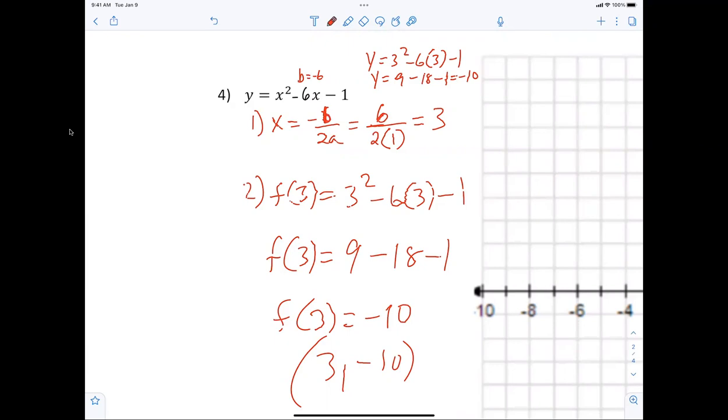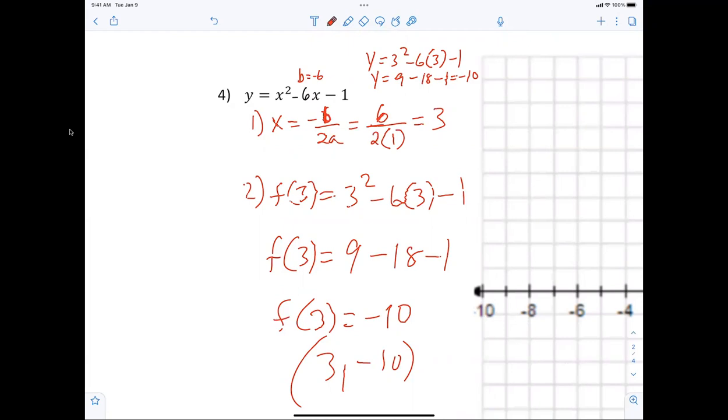Now, what do I do with that 3? The 3 is the x. You plug it in to the equation, and you get 3 squared minus 6 times 3 minus 1. Do you understand what I just said? Tell me if you don't. Yeah. You plug it in.